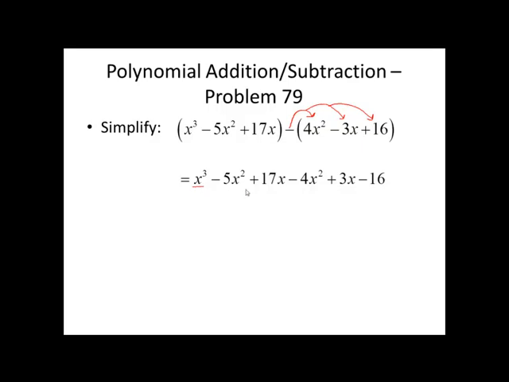X cubed can't be combined. There are no other x cubes. But we have 2 terms with x squared. Negative 5 and negative 4 becomes negative 9x squared. There are 2 terms with x. 17x and 3x become 20x. And finally, negative 16, the constant, will stay as is. And there's our final result.